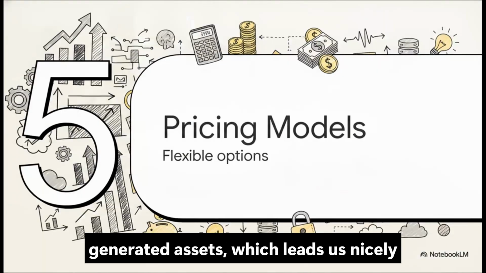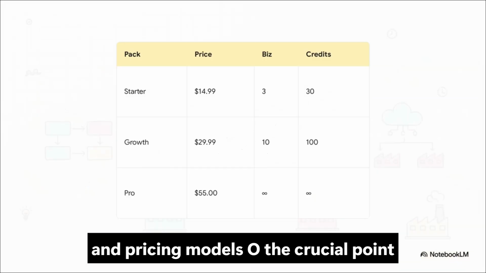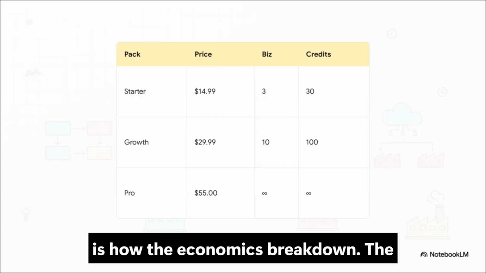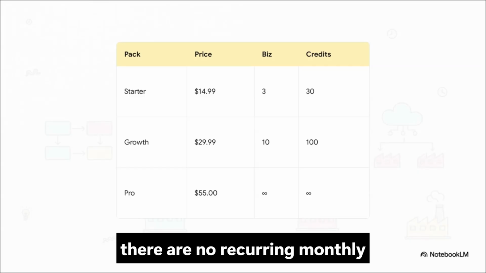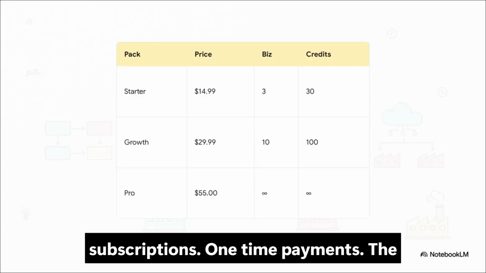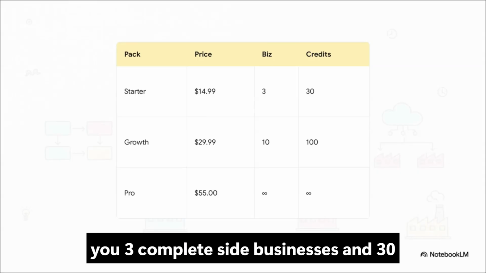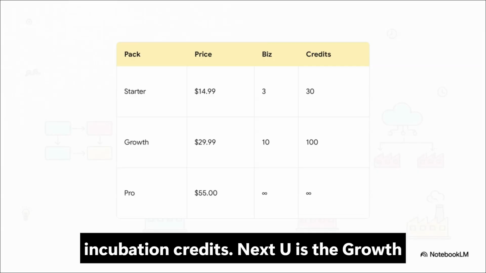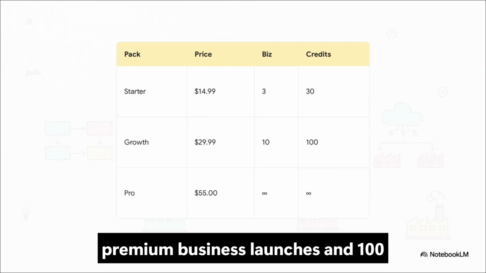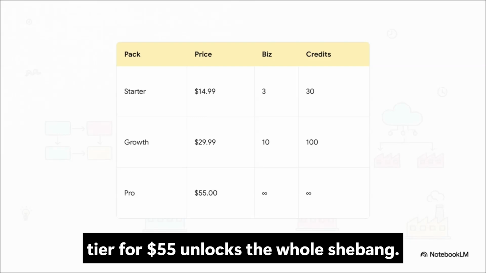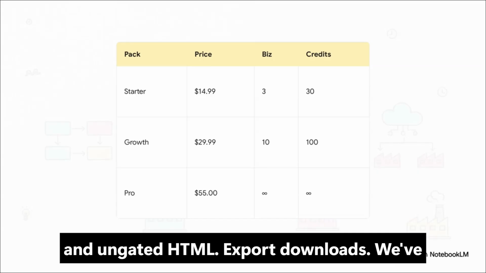Which leads us nicely into our final part, Section 5, Licensing and Pricing Models. So the crucial point is how the economics break down. The documentation outlines flexible payment options secured via Stripe. And get this, there are no recurring monthly subscriptions, just one-time payments. The starter pack sits at $14.99, which gives you 3 complete side businesses and 30 incubation credits. Next up is the Growth Booster tier at $29.99, enabling 10 premium business launches and 100 credits. And finally, the Pro Lifetime tier for $55 unlocks the whole shebang. Infinite formulation, infinite projects, and ungated HTML export downloads.